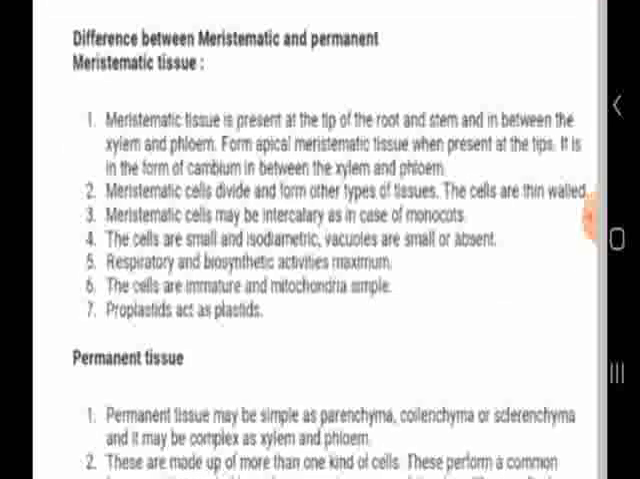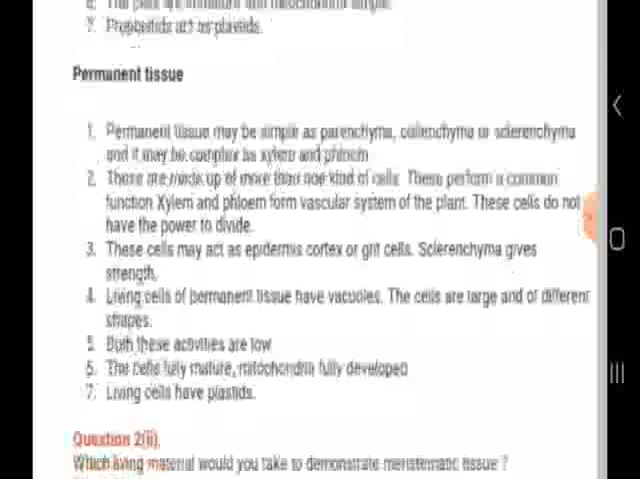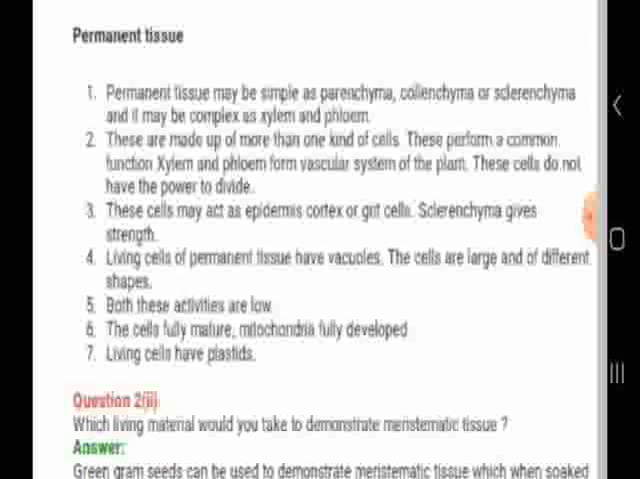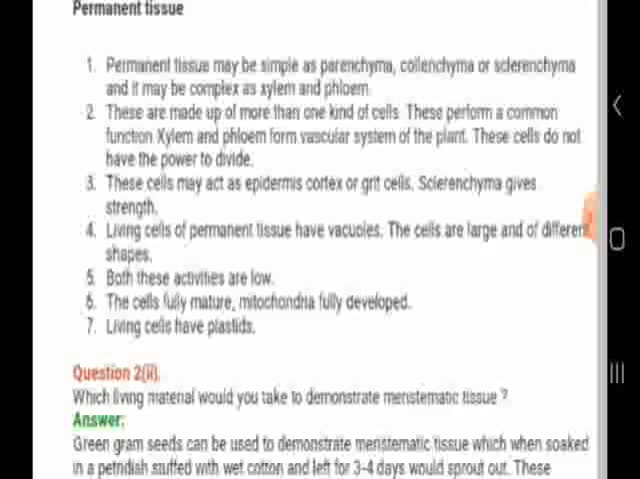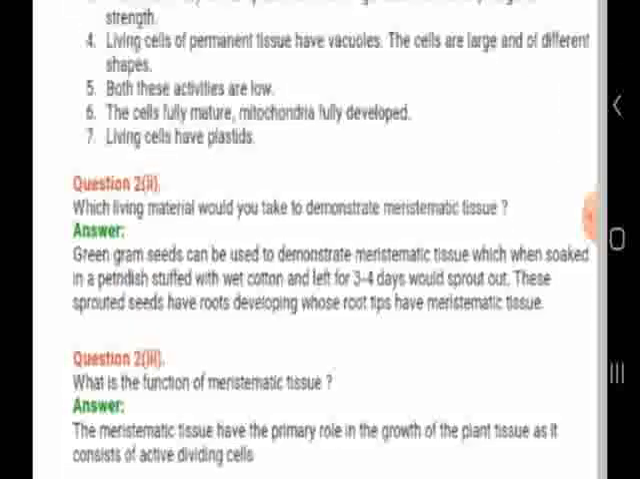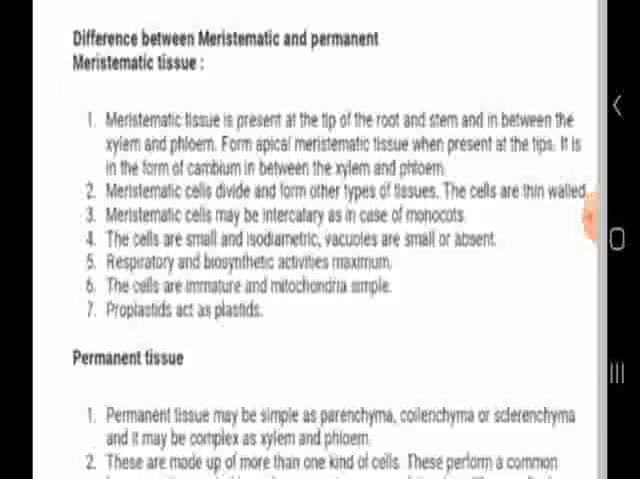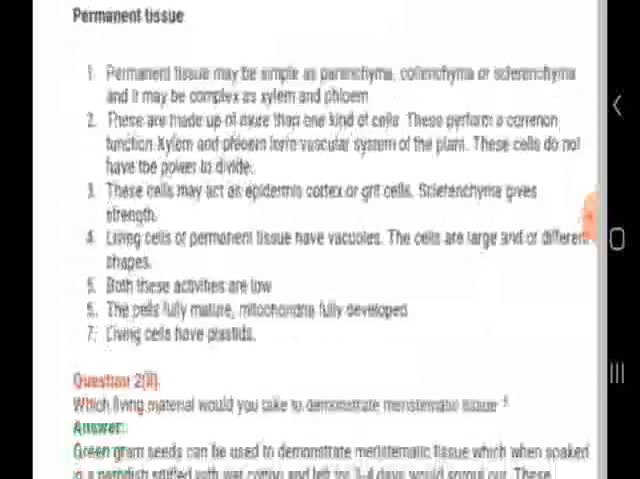In meristematic tissue the cells are immature and the mitochondria is simple, but in the permanent tissue the cells are fully mature and the mitochondria is fully developed. In meristematic tissue the proplastids act as plastids, but in the permanent tissue the living cells act as plastids. So these are the differences between the meristematic tissue and the permanent tissue.